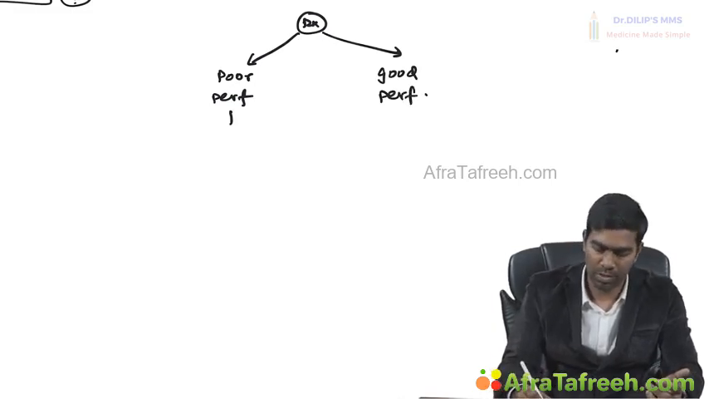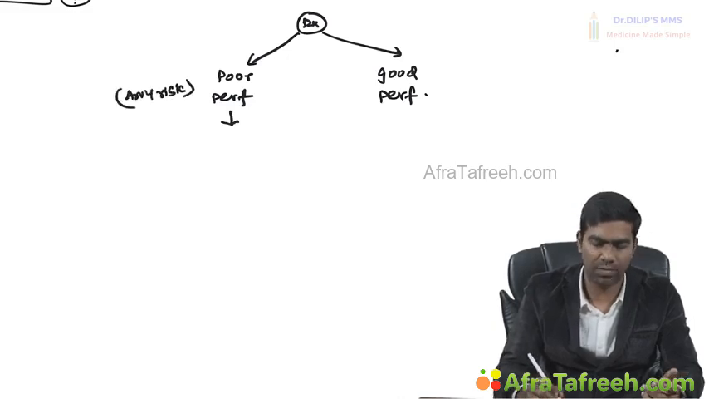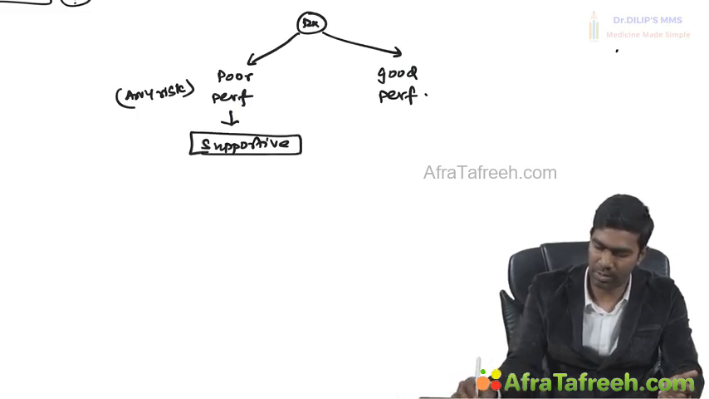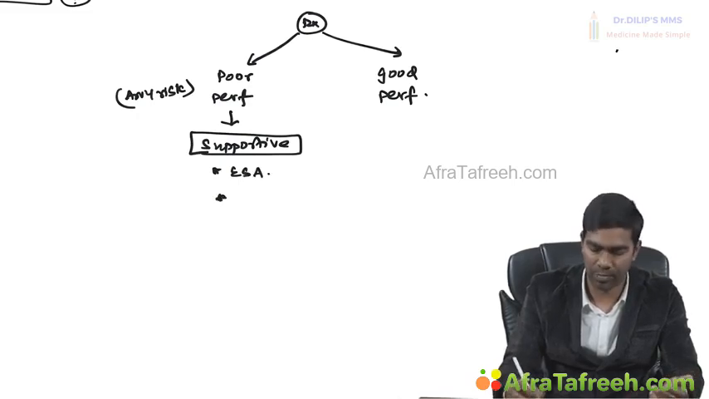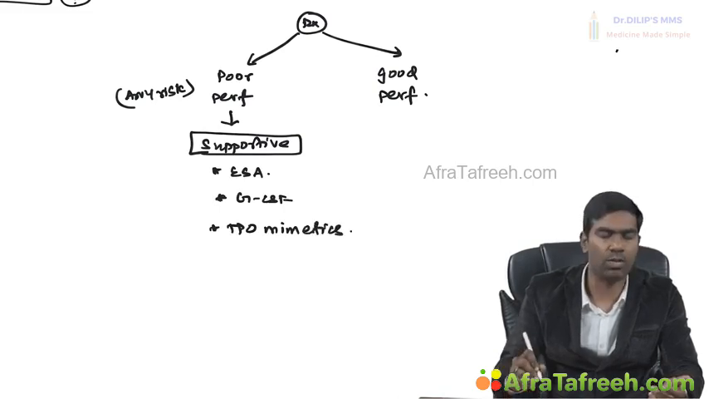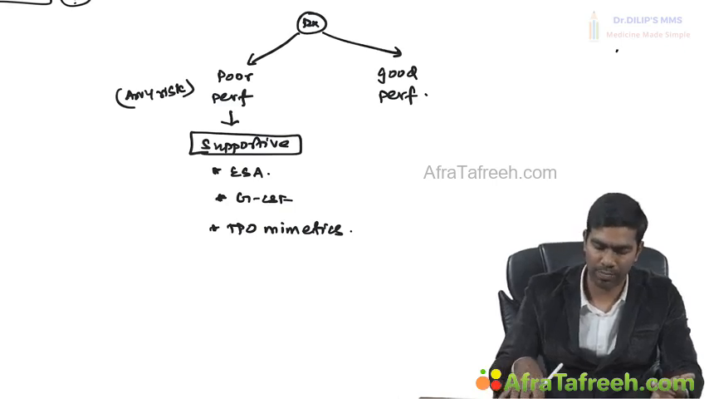A poor performance status patient, irrespective of the risk, any risk, we are only going to give supportive care. For example, we are going to treat the cytopenias. You can use erythroid stimulating agents for anemia, G-CSF for neutropenia, and TPO mimetics like eltrombopag and romiplostim for thrombocytopenia.